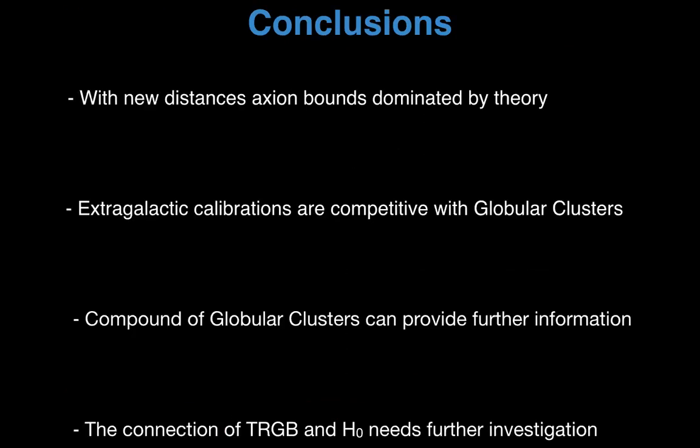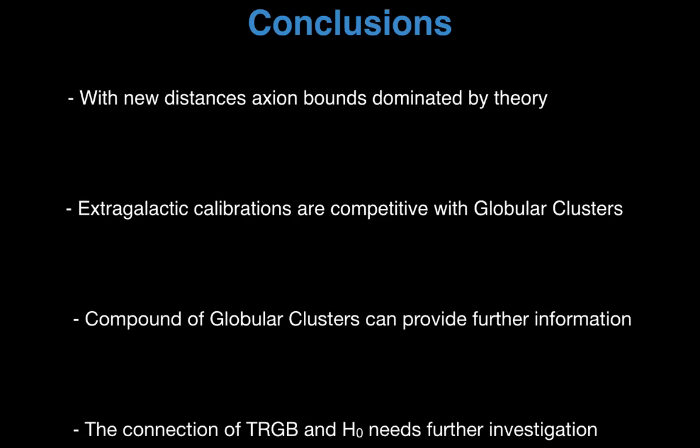In conclusion, now with the new distances for globular clusters and also for the Large Magellanic Cloud, the bounds now are for axions, but also for neutrino non-standard properties. I've not reported numbers, but the thinking is basically identical. Now the errors are dominated by theory. Now, extragalactic calibrations actually provide very competitive bounds with respect to the ones given by globular clusters, and this is a new result, which I think should be pursued also in the future.